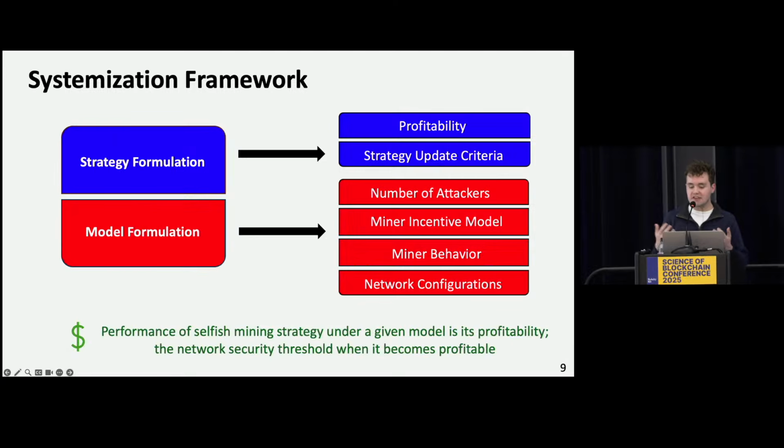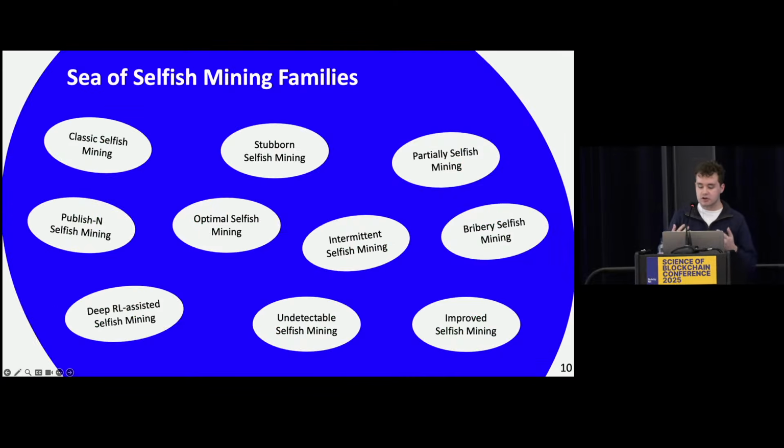So ultimately, we find the performance of a selfish mining attack is the profitability of a selfish mining strategy under a given model. And the network security threshold is the minimum mining power a selfish miner must control for a strategy to be profitable. So in our examination, we find a large number of different strategies, leading us first to classify them into families according to their different distinguishing features.